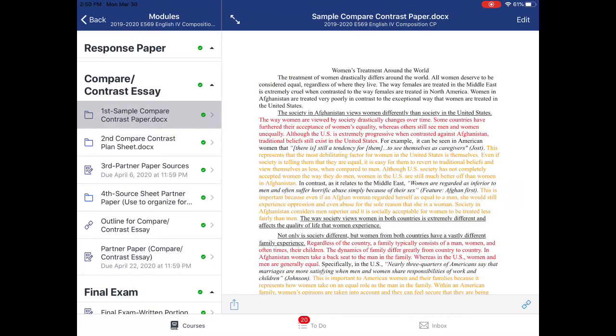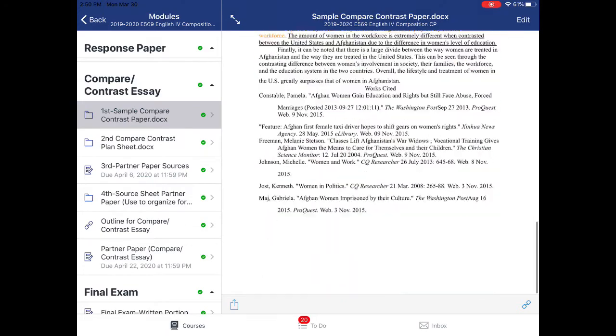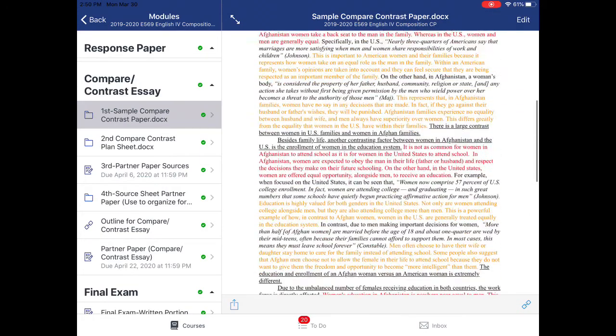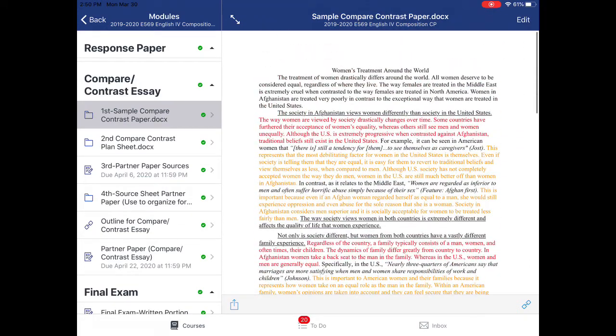And so there is a sample compare and contrast paper that people can see. It is using the color code system that we are using. So it has the underlined topic sentence, it has the red background information, it has the italicized evidence, and then the orange analysis. So this is an effective example to look at. Now the format's a bit weird because I'm looking at a Canvas.